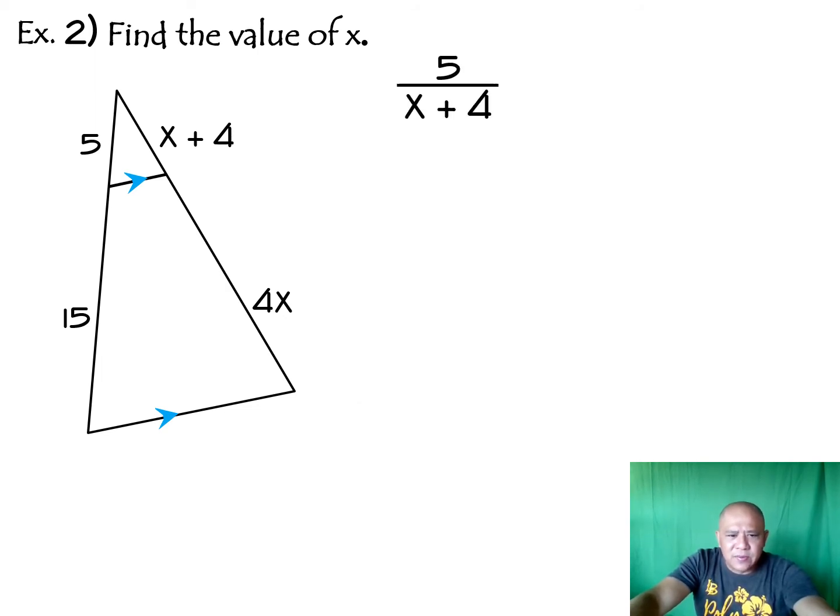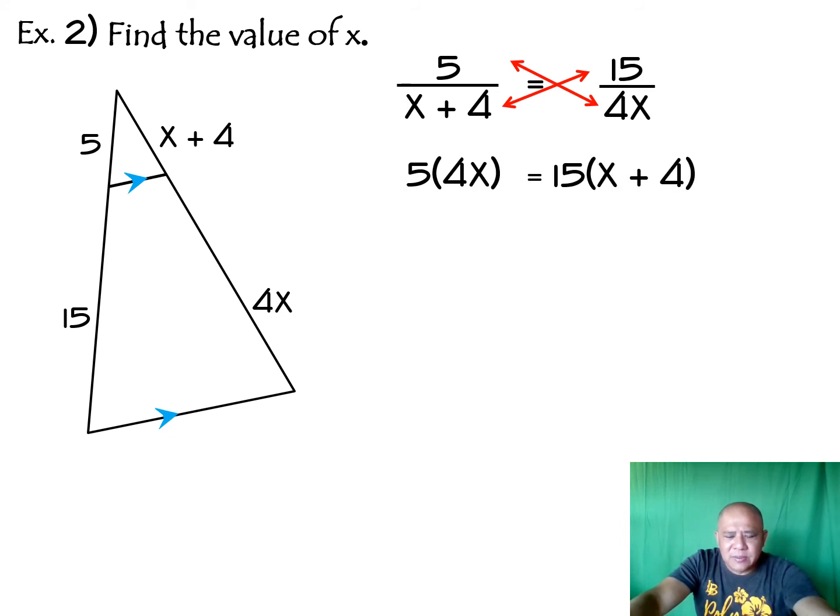5 is to x plus 4. Notice 5 is to x plus 4. That's left to right, so I have to go left to right again. Equals 15 is to 4x. Now this is done the same way as the last equation, but it takes more steps. So again, cross multiply. 5 times 4x equals 15 times x plus 4. 5 times 4x is 20x equals 15 times x plus 4. Here you're going to use the distributive property. That's 15 times x and 15 times 4, which is 60.